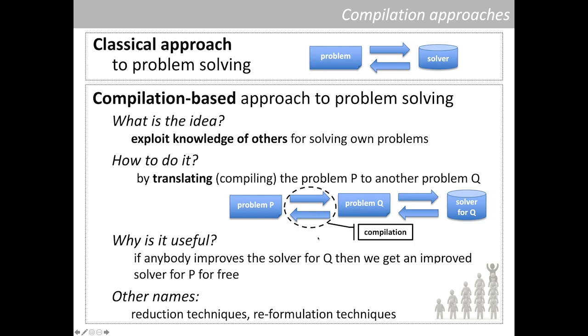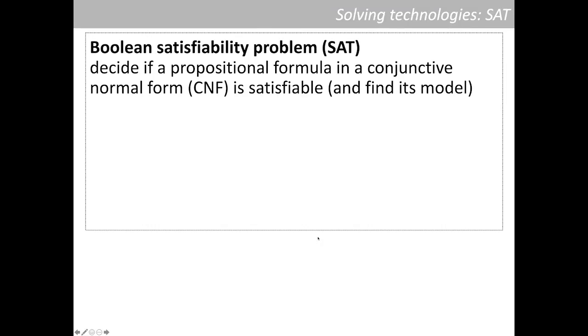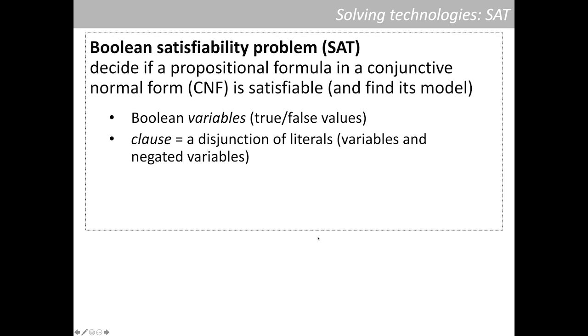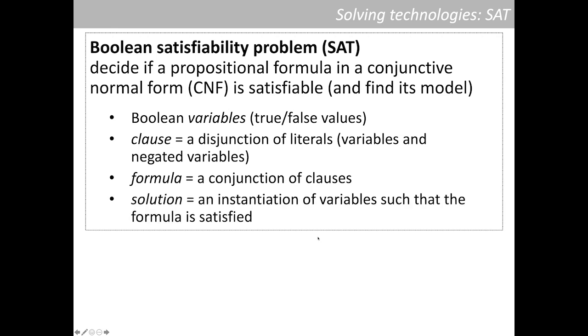Let me now describe briefly two types of problems to which we are going to compile. The first one is the so-called Boolean satisfiability problem. This problem is about deciding if a propositional formula in a conjunctive normal form is satisfiable and hopefully also providing its model. So how does the formula look like? We have Boolean variables with true or false possible values, and these variables are connected into clauses, which are disjunctions of these variables or their negations, so-called literals. And finally, the clauses are connected into a formula, which is a conjunction of clauses. And we are looking for an instantiation of the Boolean variables satisfying a given formula, and this is the solution.